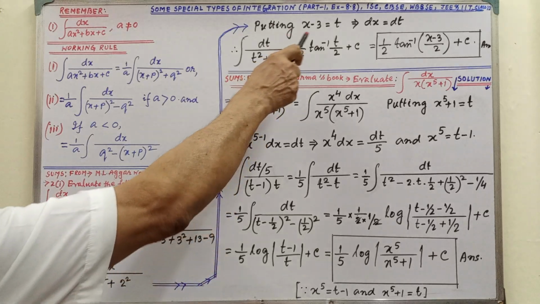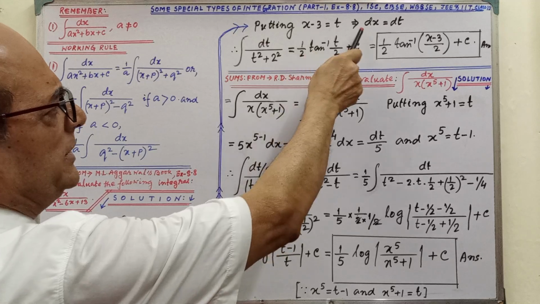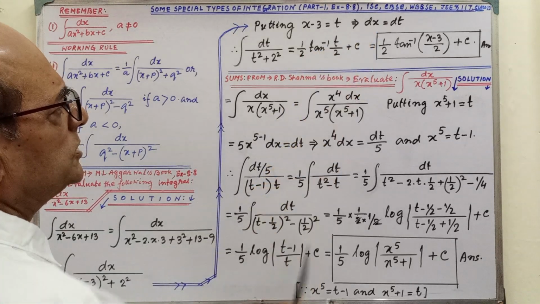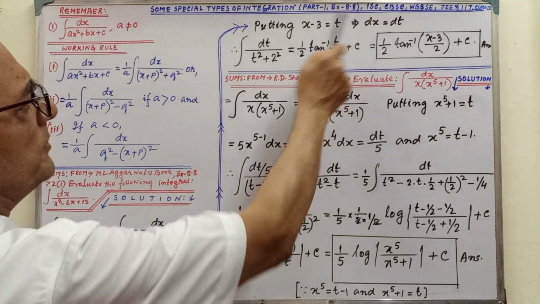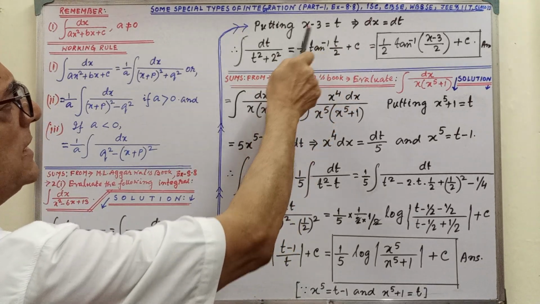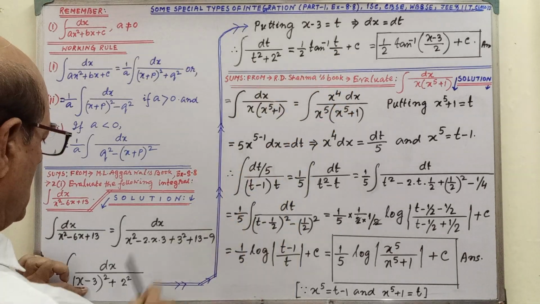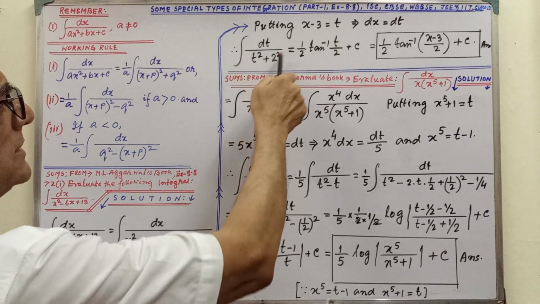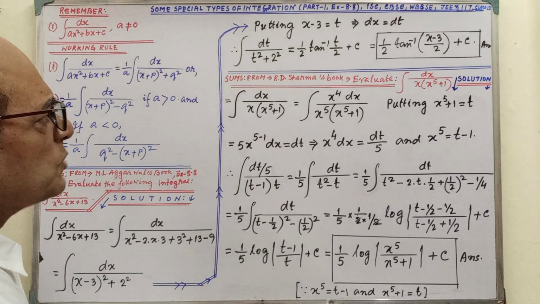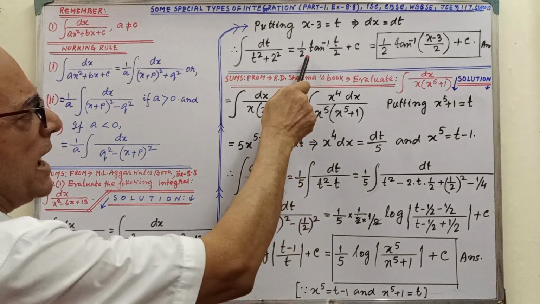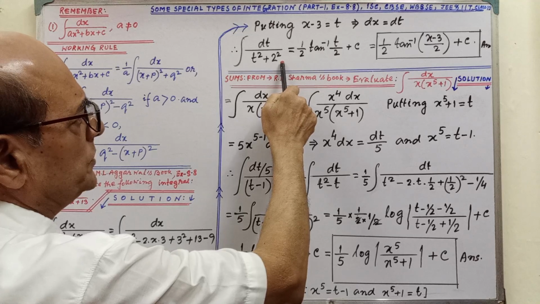Now putting x minus 3 equal to t, then differentiation dx equal to dt. Now in place of dx we are writing dt. In place of x minus 3 we are writing t, so t square plus 2 square. Now we are getting the frame of formula, that is dx by x square plus a square. That is by applying the formula, in place of a, here is 2 square.